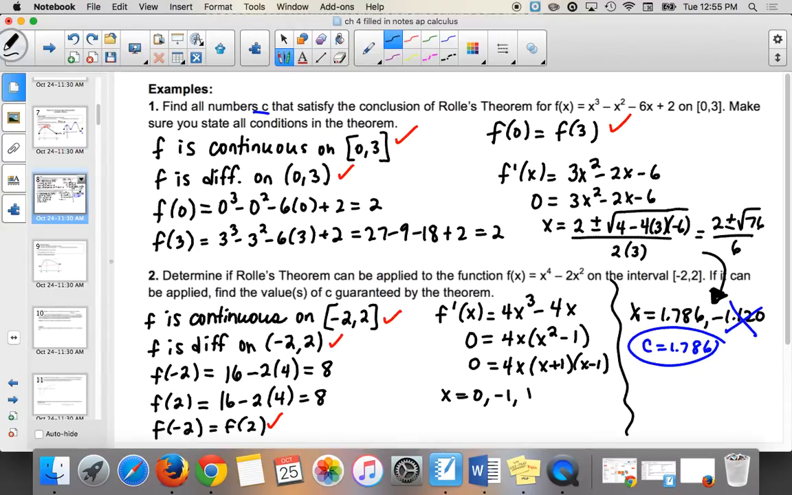Are any of those on the interval? All 3 of them are on the interval. So this is one that has more than one answer. So the theorem just says at least one place. There has to be at least one place. This one has 3 places. So you can write c equals or you can leave it as x equals. It's fine. All right, making sense?